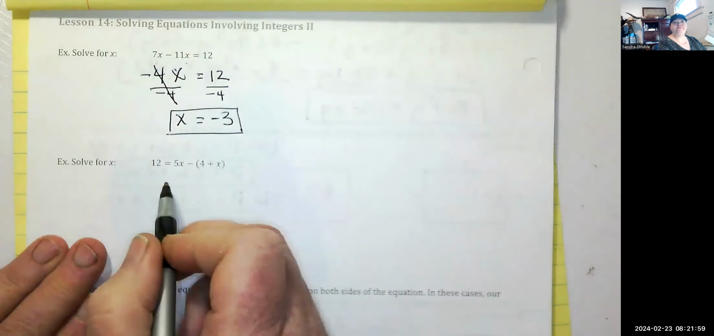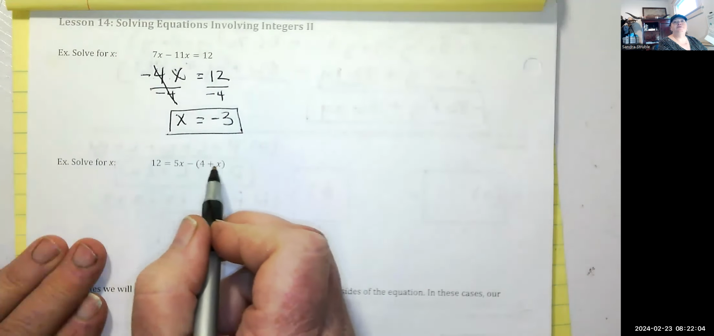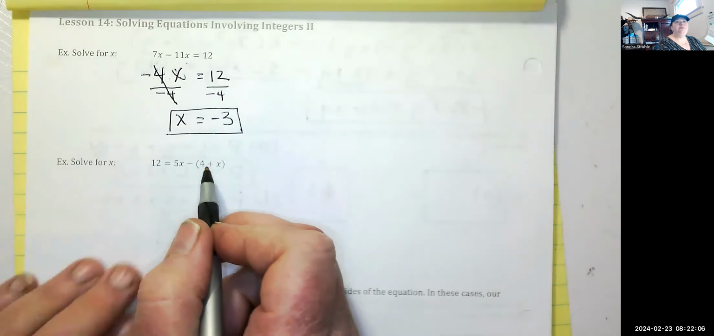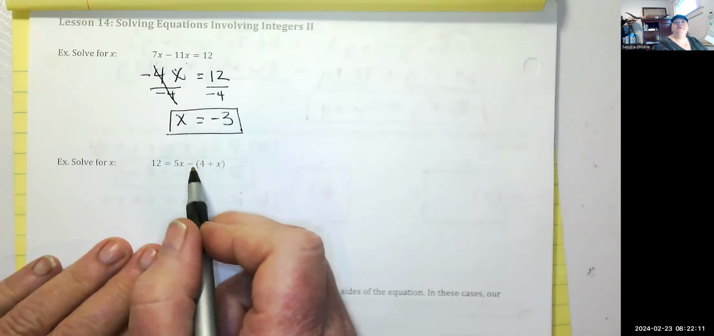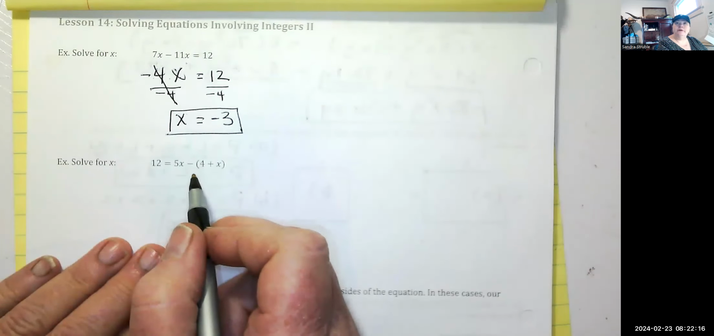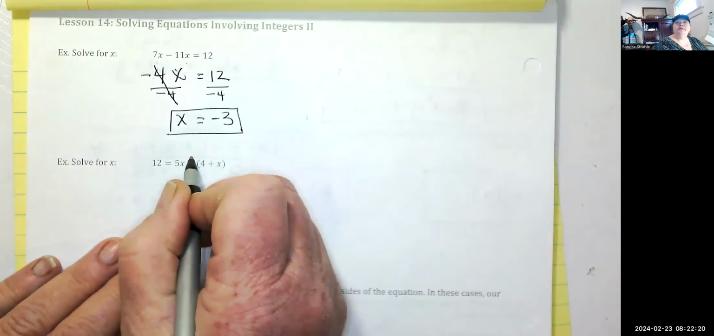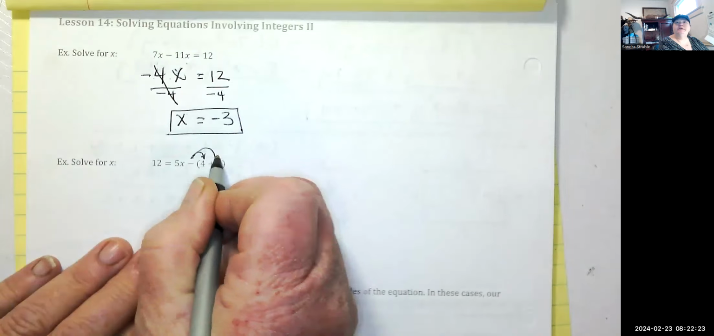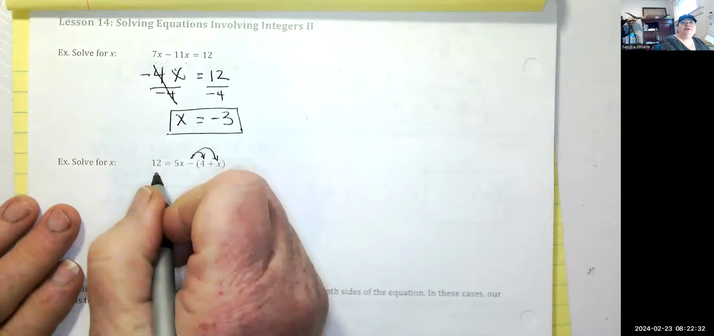All right. The next one, solve for x. 12 is equal to 5x minus parentheses 4 plus x. So remember in the last lecture, if there's no number between the negative and a parenthesis, there's an assumed 1 there. Feel free to put the 1. Or you can just think of that negative as going to change the sign of everything in that parenthesis. So you're multiplying everything in that parenthesis by a negative 1, and therefore it's just going to change their signs. That's the only thing we can do right now.